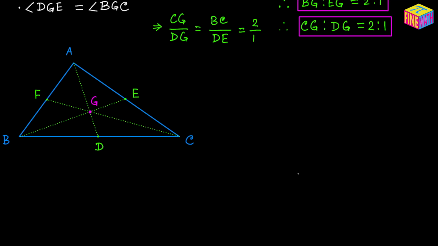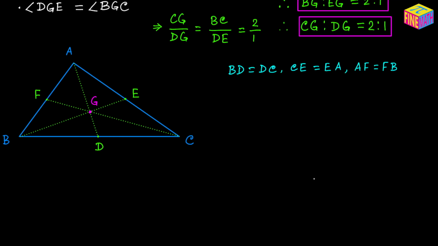Since we have drawn medians here, that means each of these points, like D is the midpoint of BC, and similarly E would be the midpoint of AC, and F would be the midpoint of AB. That means BD will be equal to DC. Similarly, CE will be equal to AE, and also AF will be equal to BF. So let me make a note of that.